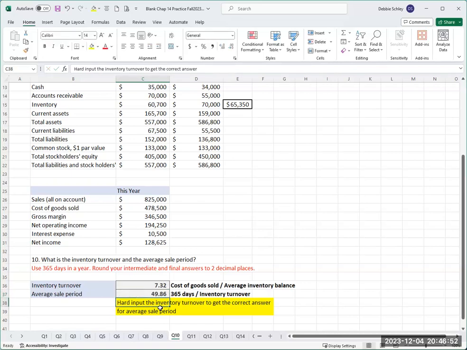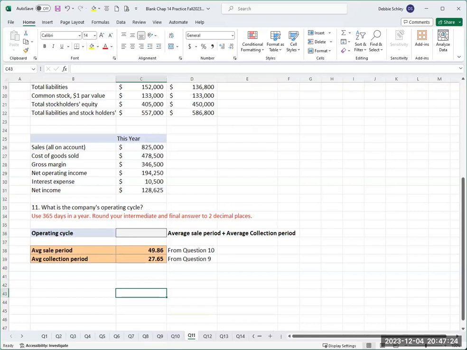So the reason I had to hard input that to get the right answer is right here. It says to round your intermediate and final answer. So that means this number needed to be rounded. And if you remember, Excel has all kinds of decimals hidden. And so I had to hard input that number because they wanted me to round the intermediate number to get the final answer. Okay.